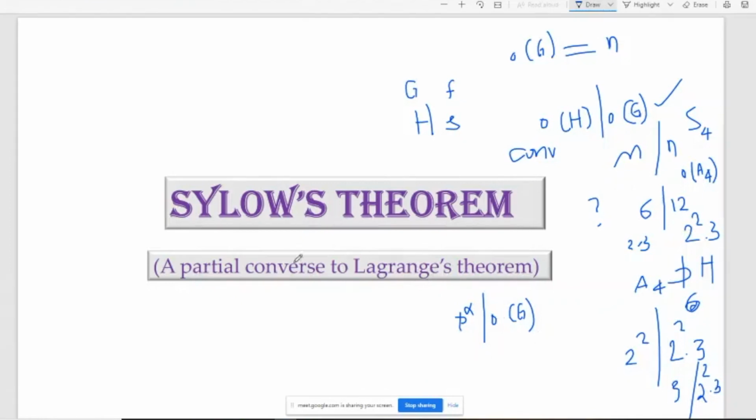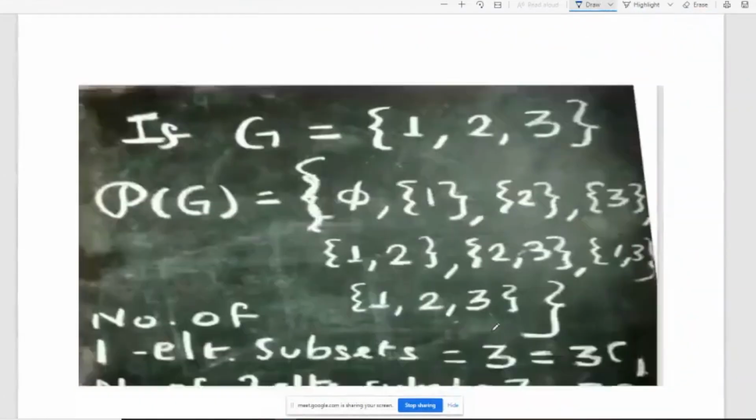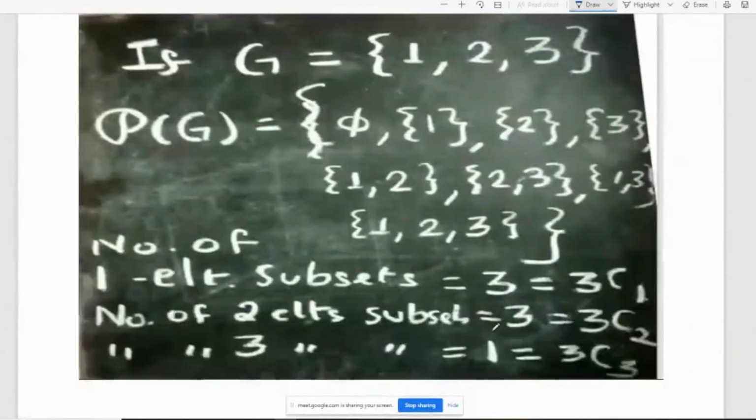For that, there is Sylow's theorem, and there are 3 parts in that theorem. First we are going to see the first part of Sylow's theorem, which states that if G is a finite group, and p to the alpha is a power of a prime number p which divides the order of G, then G has a subgroup of order p to the alpha. That is what we are going to prove. Before we prove Sylow's theorem, we need certain facts, which we will be using in the proof.